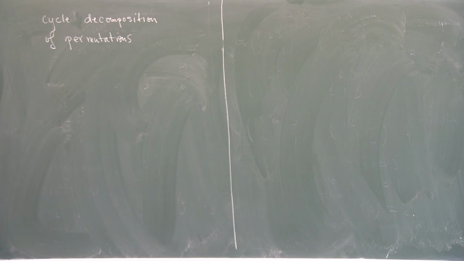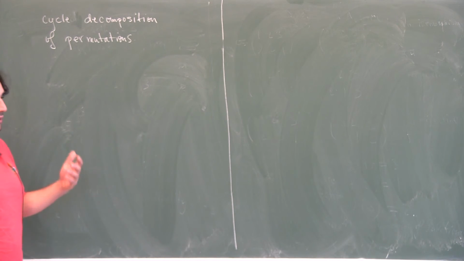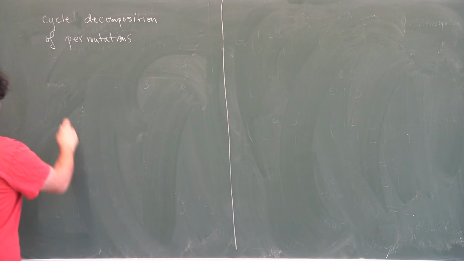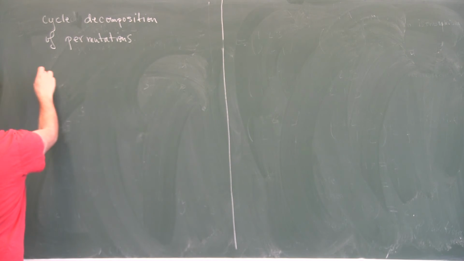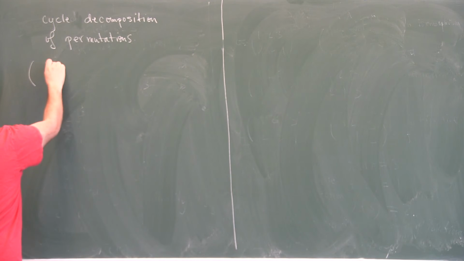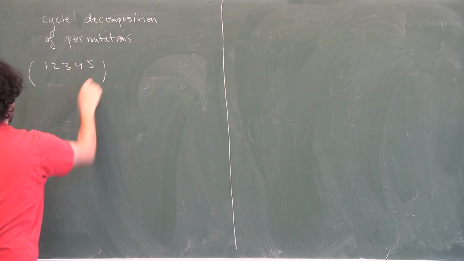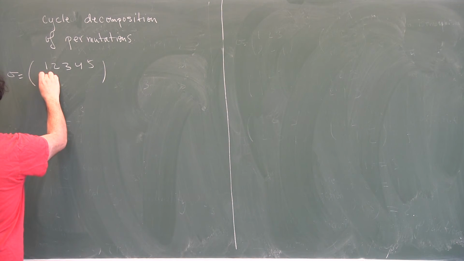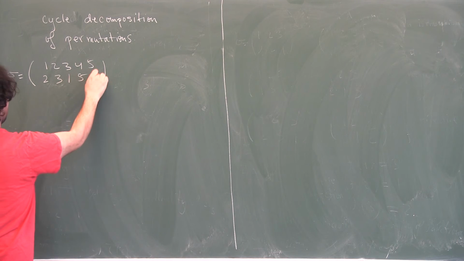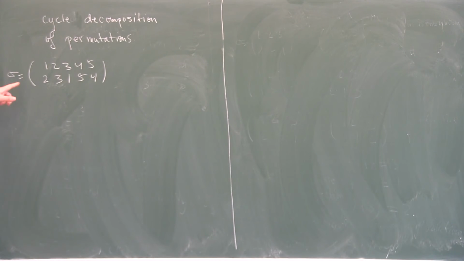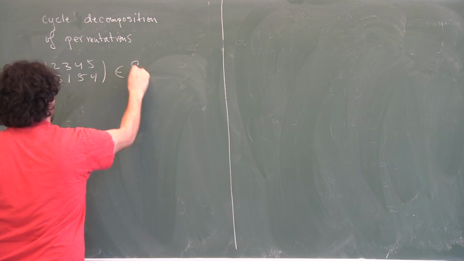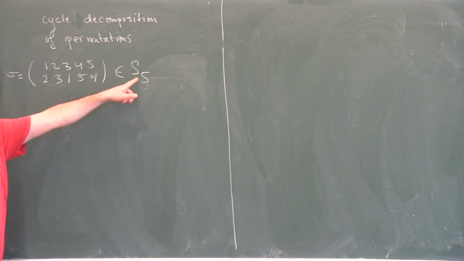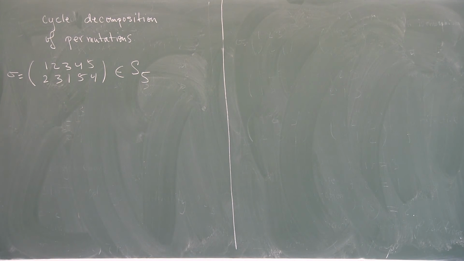Okay, so let's start with the permutation written in the way that I just described to you. I'll take a bigger one now, not on 3, but let's say on 5 elements. So I write 1, 2, 3, 4, 5 on top, and then I have to say where each of 1, 2, 3, 4, 5 map to. So let's take, for example, 2, 3, 1, 5, 4. All right, so this is an element of the symmetric group on 1, 2, up to 5, which we write S5.